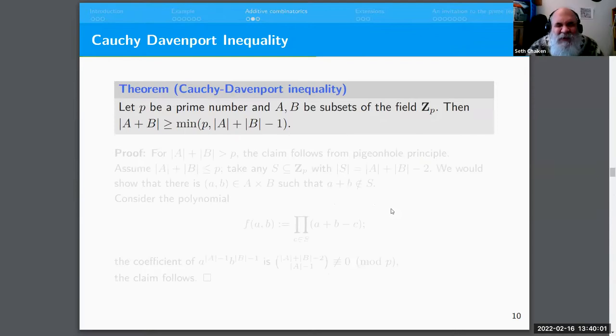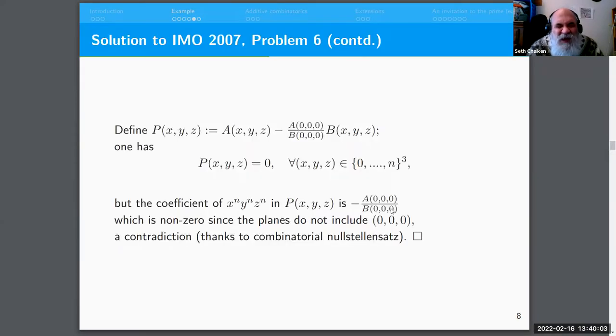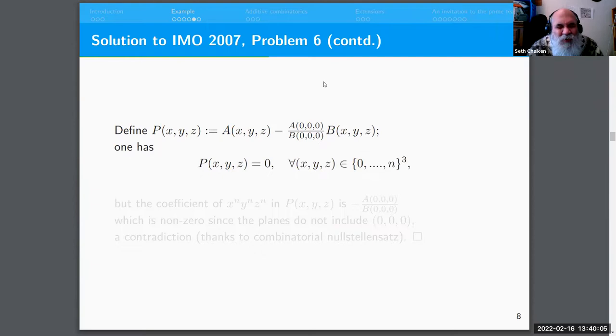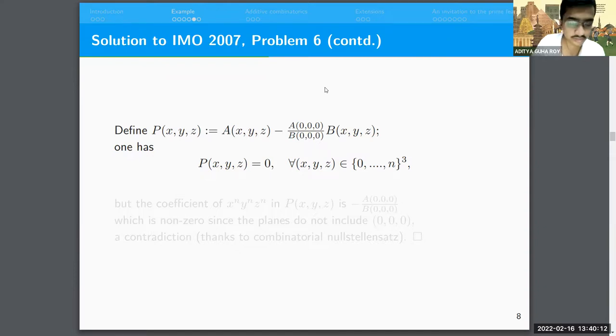I'm wondering if you could put in the chat a pointer to proofs of the combinatorial Nullstellensatz. Everything here is more or less taken from Professor Alon's paper. I can give the link. Thank you. I don't have that copied, so I need to search and give the link.